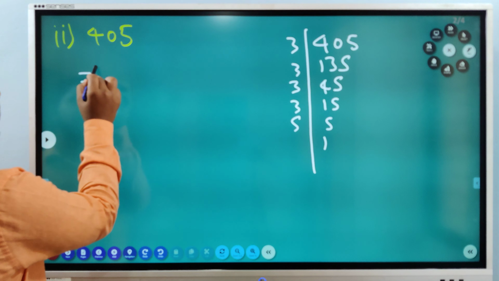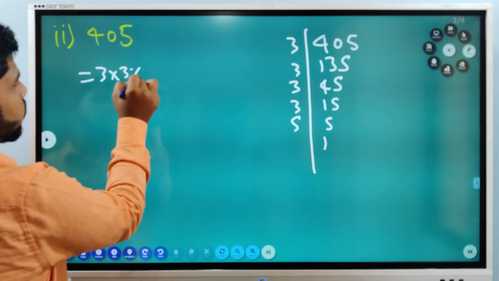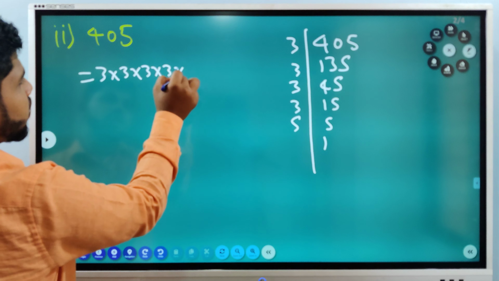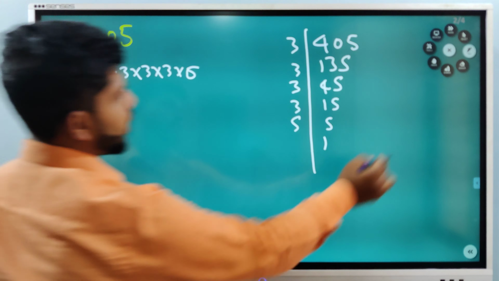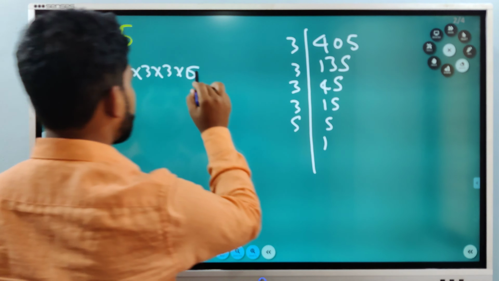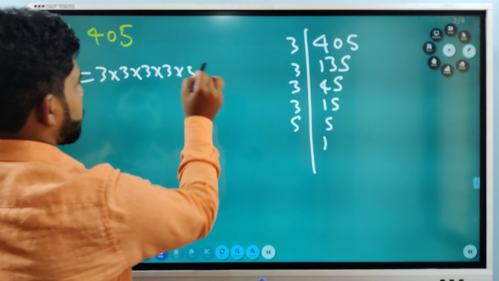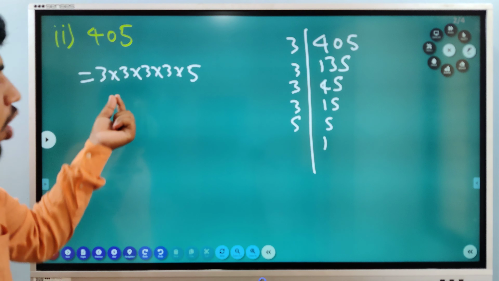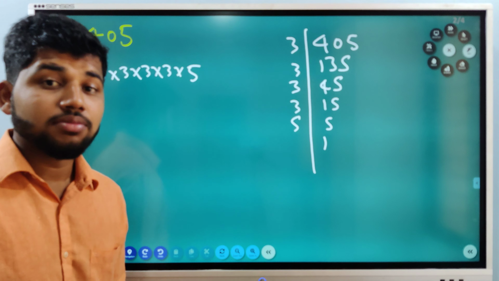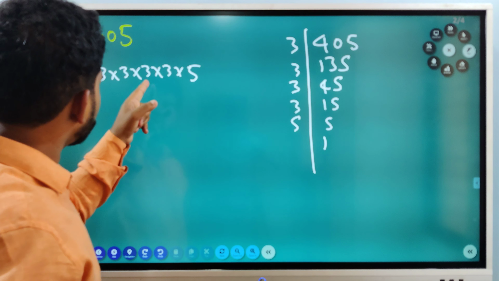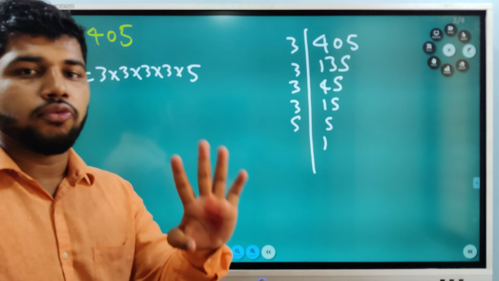Now write the numbers here: 3 into 3 into 3 into 3 into 5. Now here, how many times is 3 repeated? 1, 2, 3, 4. 3 is repeated 4 times.